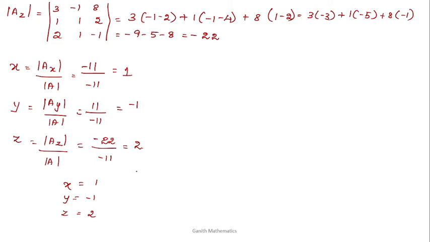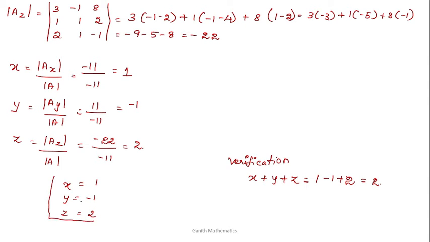Okay, I am going to substitute these values in the equation and verify whether we found it correctly or not. So I am going to take the second equation for verification. My second equation says that x plus y plus z must be equal to 2. So x is 1, y is minus 1 and z is 2. Okay, so it is equal to 2. So it satisfies the second equation. So the answer which we found is correct.